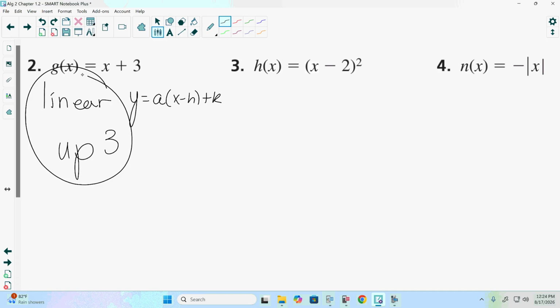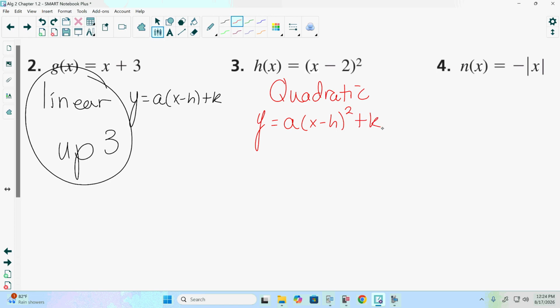What's the parent function for x minus 2 squared? It would be a quadratic. Do we have a value for k? So it's not moving up or down. Do we have a value for h? 2. Now we need to figure out, are we moving to the right or to the left? It would be to the right.